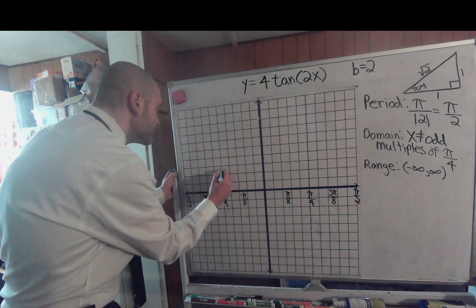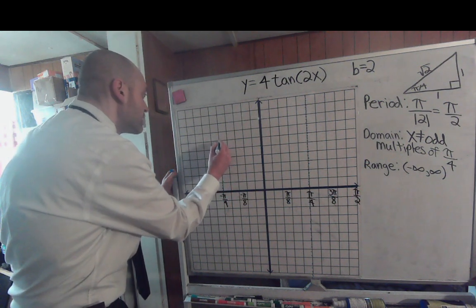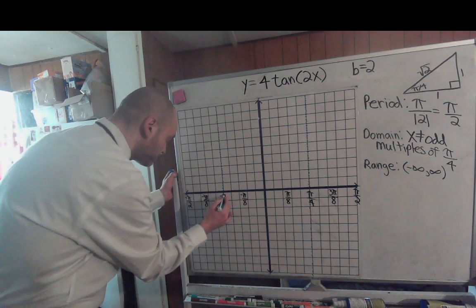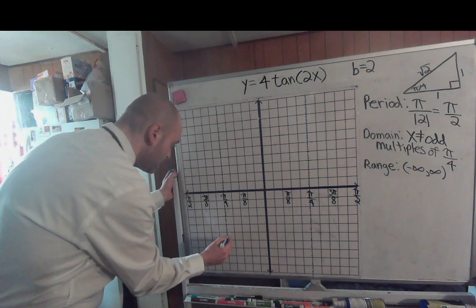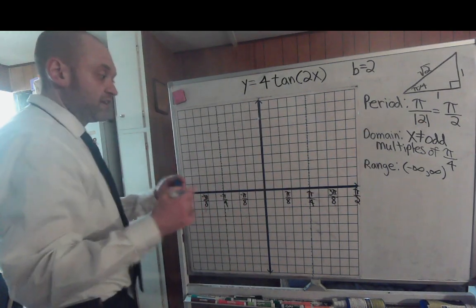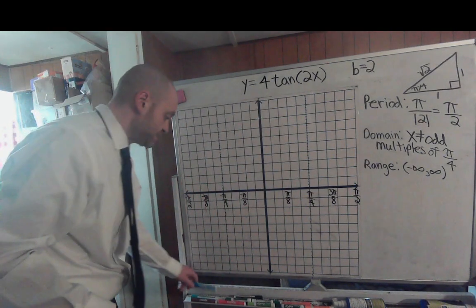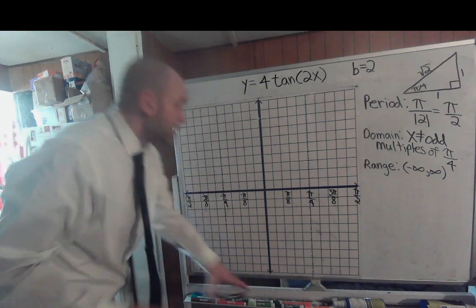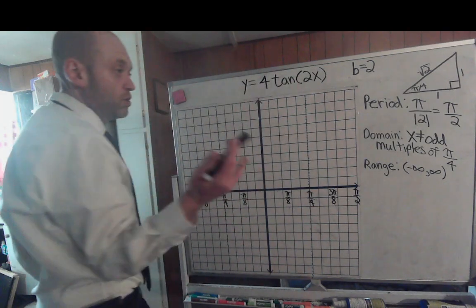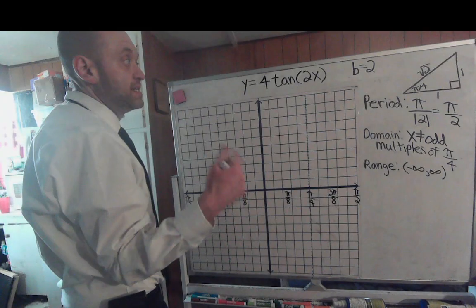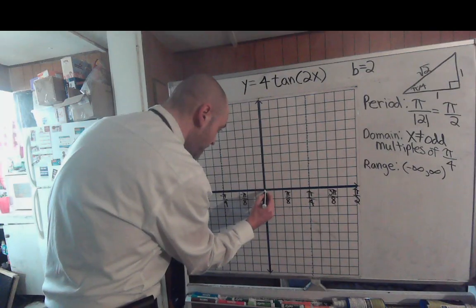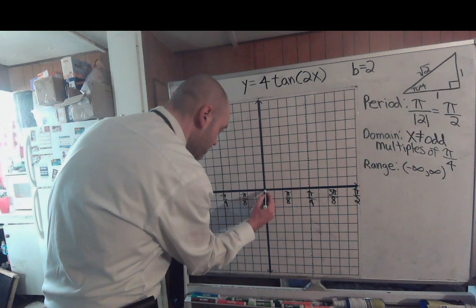So let's plot those asymptotes. Yeah, the range is still negative infinity to infinity, so that hasn't changed. Now, let's start with 0. No better place to start. So the tangent of 0, of course, is going to be 0. Times 4 is still 0. So that 4 is going to act as a vertical stretching factor.